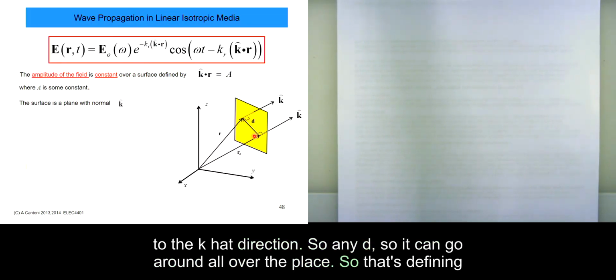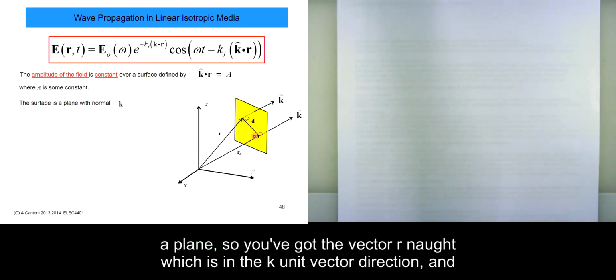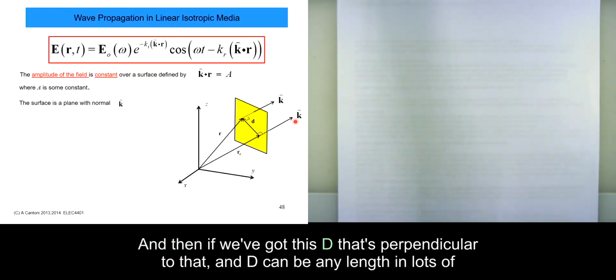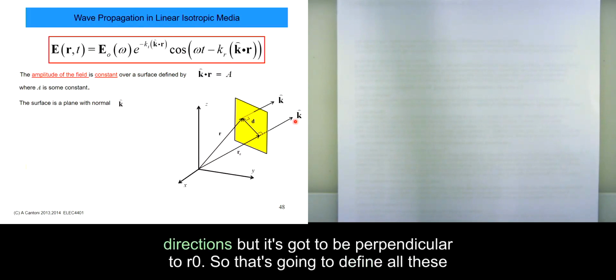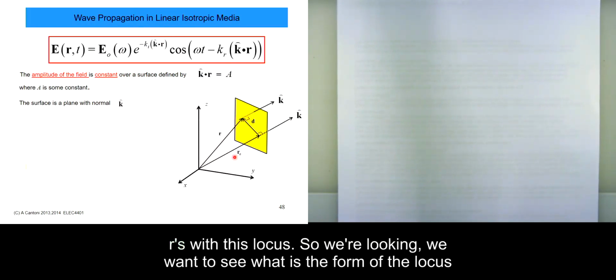So that's defining a plane. You've got the vector r naught, which is in the k unit vector direction, and then this d that's perpendicular to that. d can be any length, in lots of directions, but it's got to be perpendicular to r naught. So that's going to define all these r's with this locus.